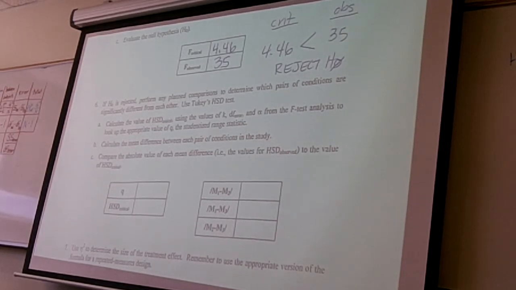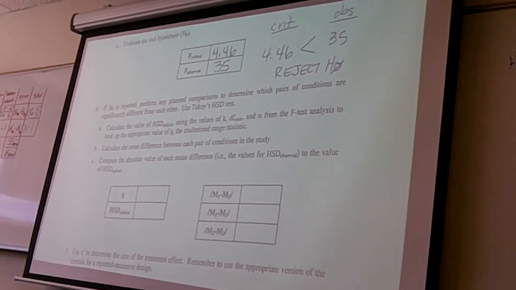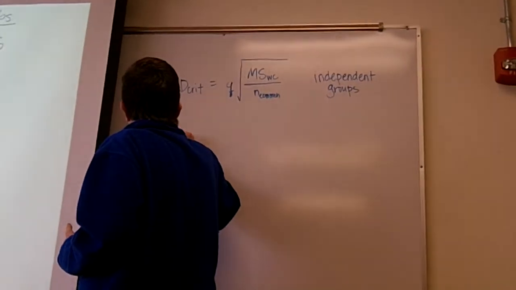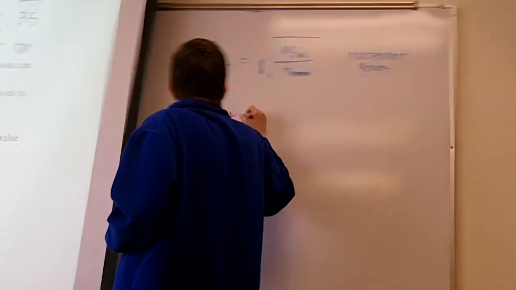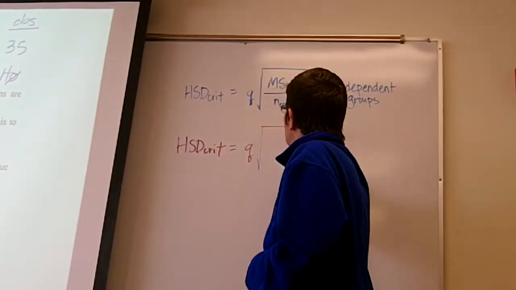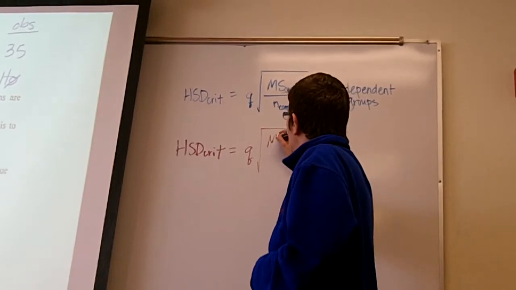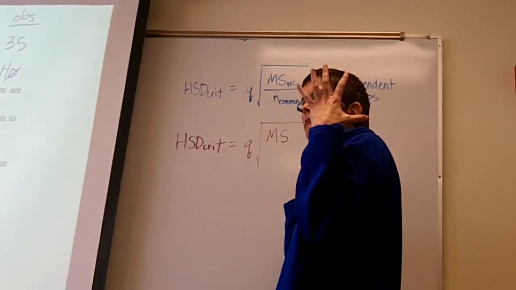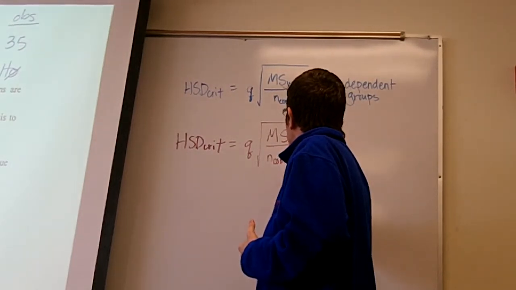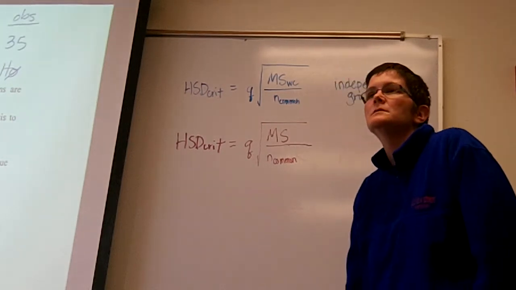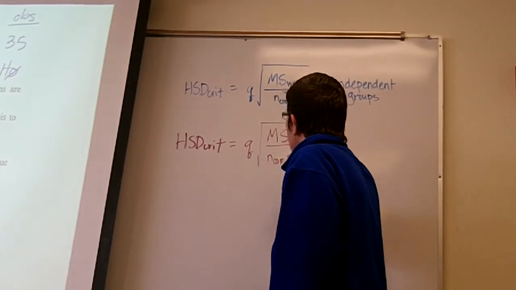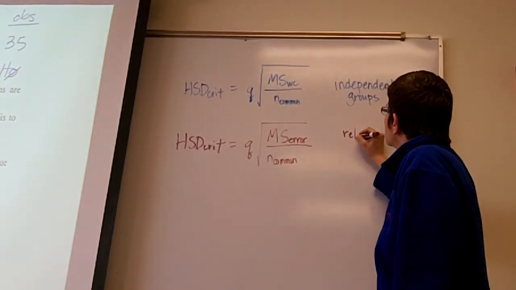For related groups, the formula is a little bit different, because the formula changes between those two things all the time. So now our HSD critical is Q times the square root of mean square something over n common. Now, what mean square do you think we're going to use here? Error. Yep. This is for related groups.